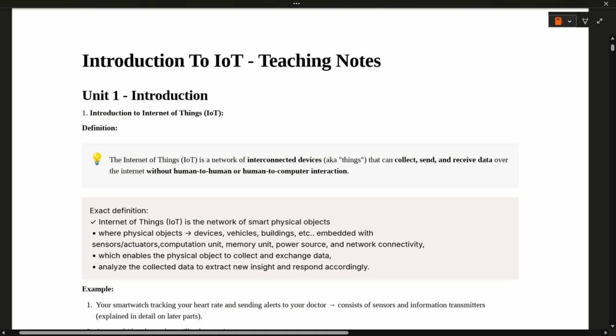Now let's first look at the things. What does the word things mean? Things basically refer to any sort of interconnected devices. This includes sensors, actuators, nodes, and stuff like that, which we'll be discussing more in future videos. So yeah, that is things. Wait, let me write it down.